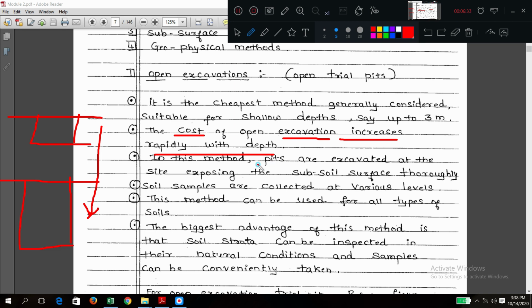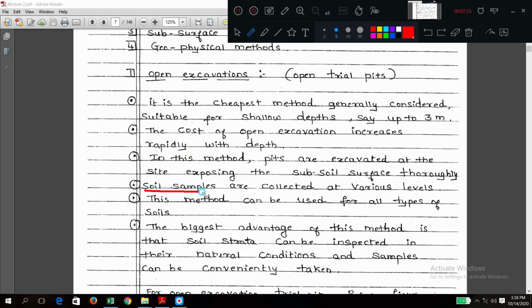Okay, so in this method, pits are excavated at the site, exposing the subsoil surface. After excavation of this trench, you can see all the things. Exposing the subsoil surface means what? For this portion it is subsoil, but when you come here it is exposed. So open excavation will expose the subsoil conditions. That is the point.